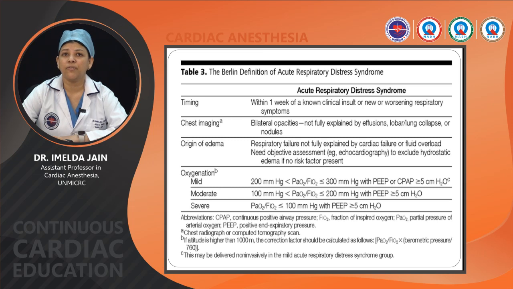The Berlin definition also divided ARDS into 3 categories depending upon the oxygenation of the patient. These 3 categories were mild, moderate and severe. So, in mild ARDS, the PaO2 by FiO2 ratio of the patient is less than 300 millimeters of mercury but more than 200 millimeters of mercury with a PEEP or CPAP support of more than 5 centimeters of water. In moderate ARDS, the PaO2 by FiO2 ratio should be less than or equal to 200 millimeters of mercury but more than 100 millimeters of mercury with PEEP of more than 5 centimeters of water. And in severe cases of ARDS, the ratio of PaO2 by FiO2 should be less than 100 millimeters of mercury with a PEEP of more than 5 centimeters of water.